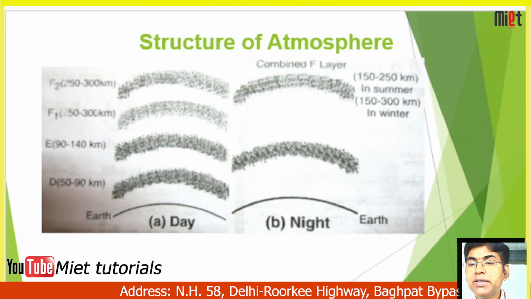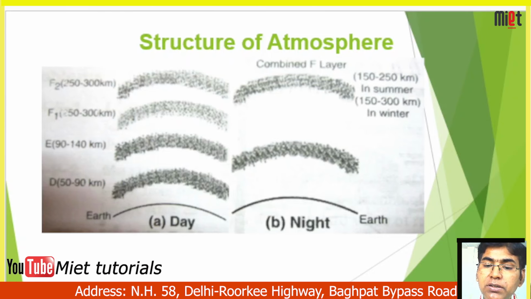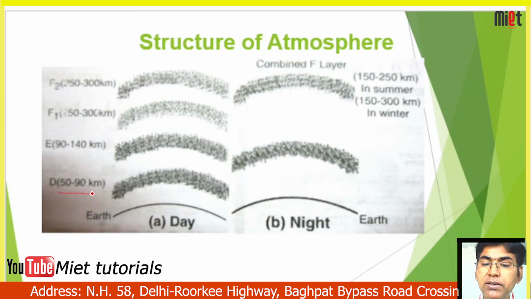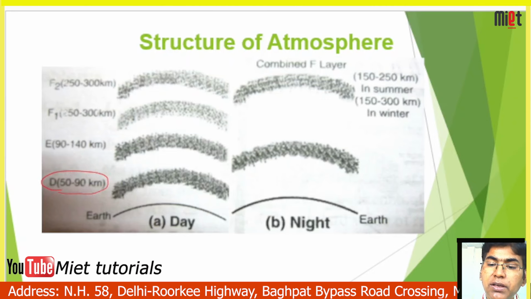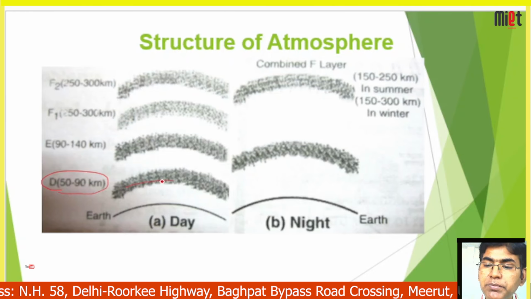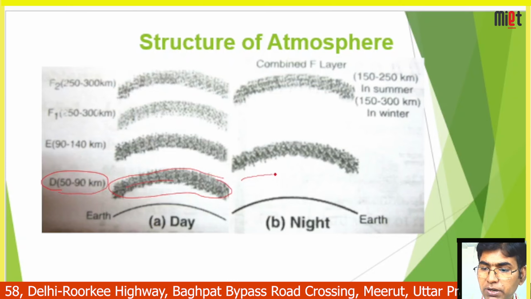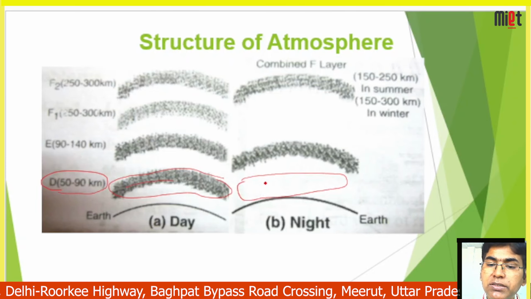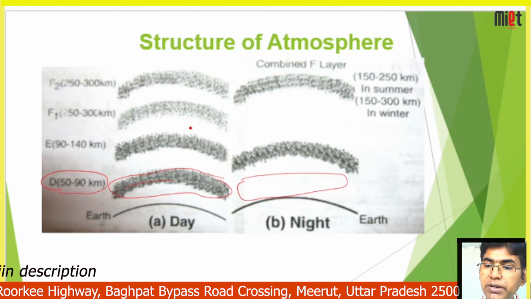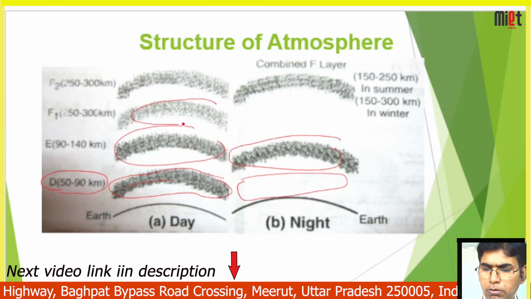This is the density of electrons. You can see that the D layer, which is the layer between 50 to 90 kilometers from the Earth's surface, appears in the daytime, while in the night the D layer disappears. Similarly, the E layer is available in the daytime. The E layer is also available in the daytime, but the F1 and F2 layers have been combined.